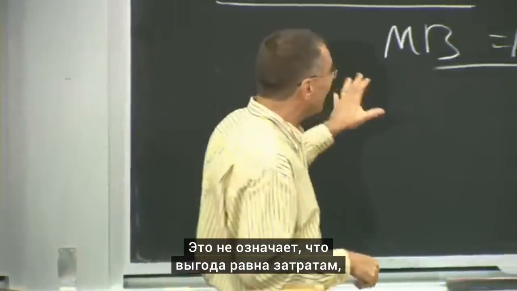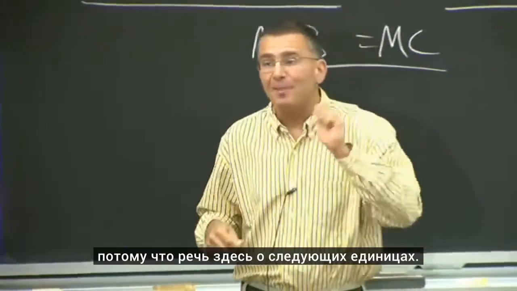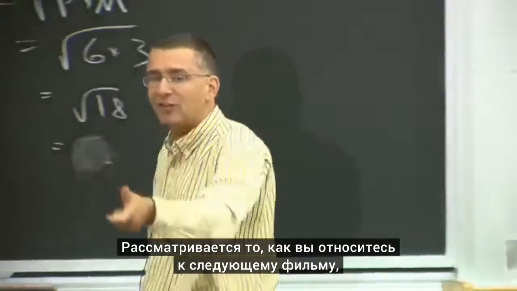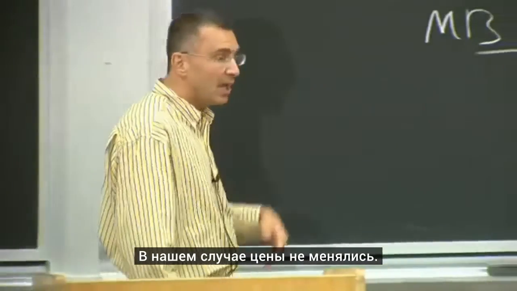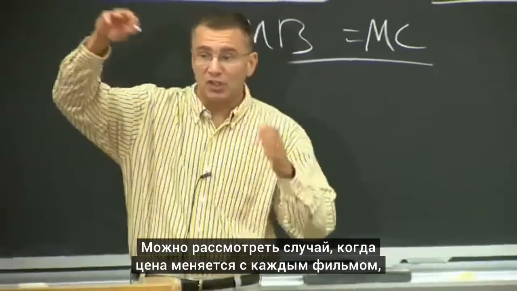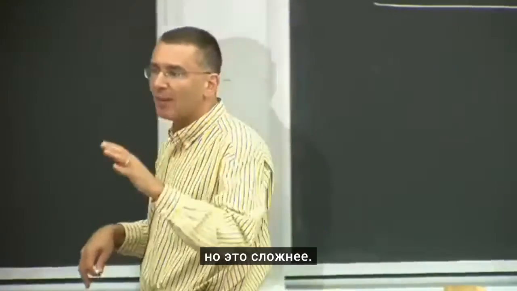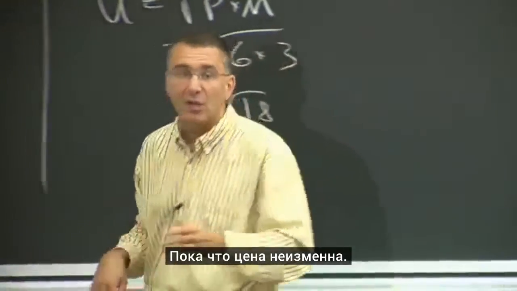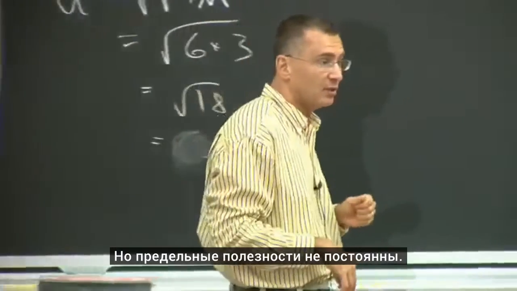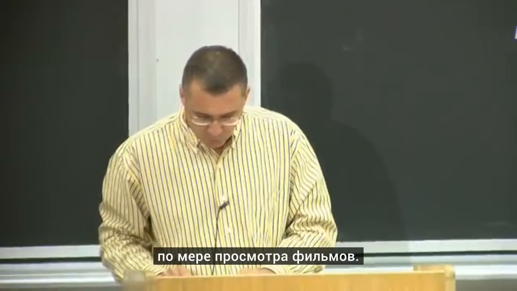Now, this is different from total benefits equals total costs, because it's about the next unit. It's saying, how do you feel about that next movie compared to the price of that next movie? Now, prices here we have being constant. You could imagine prices of movies changing as you see more, but that gets complicated. We'll worry about that later. For now the price is constant. But the marginal utilities are not constant. Marginal utilities are obviously changing the more movies you see.